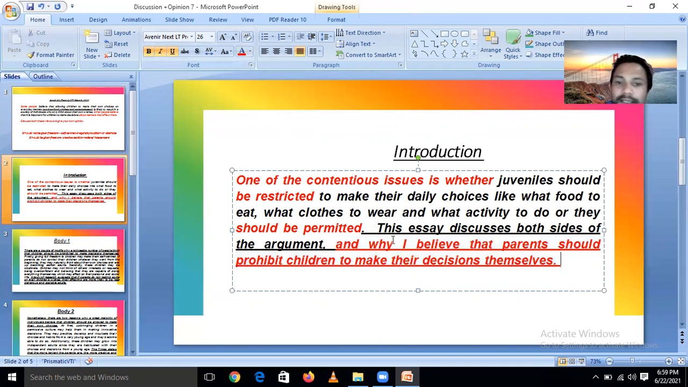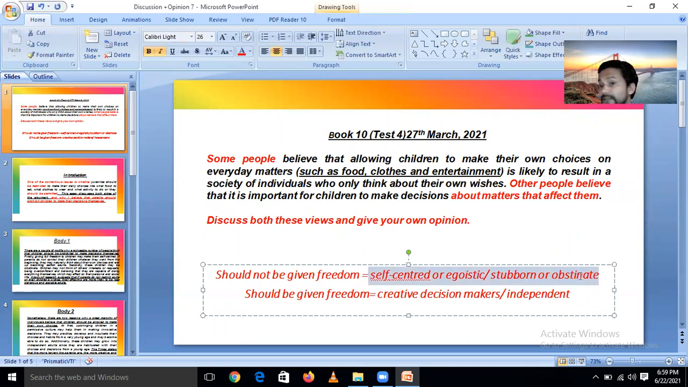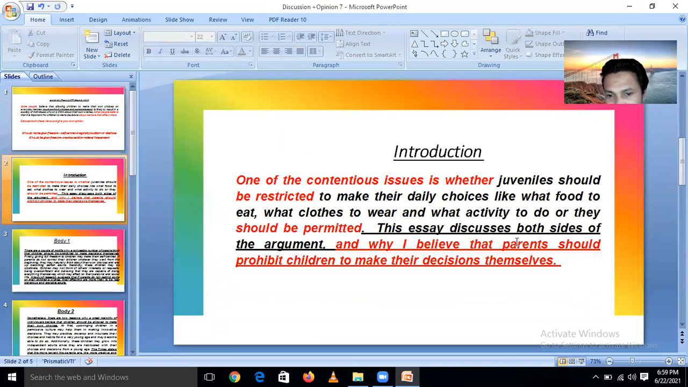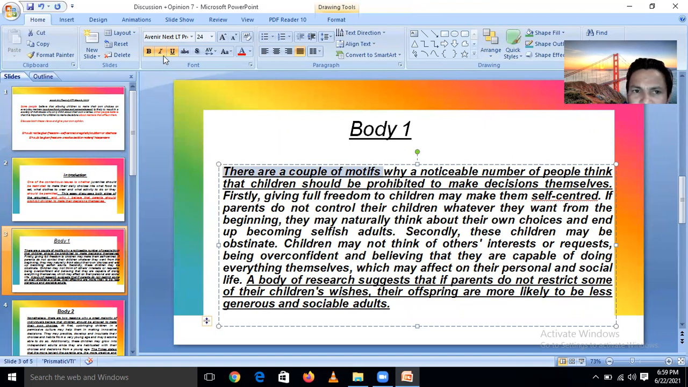Why? You have gone to the first side. Parents should not allow them because children can be self-centered, so egoistic, and they can be stubborn or obstinate adults later. Now, go to body one. There are a couple of motives, two reasons. You must have a very clear topic sentence in the body paragraph. If there is no clear topic sentence, then I guarantee you are not going to get a band 7, or even band 6.5.